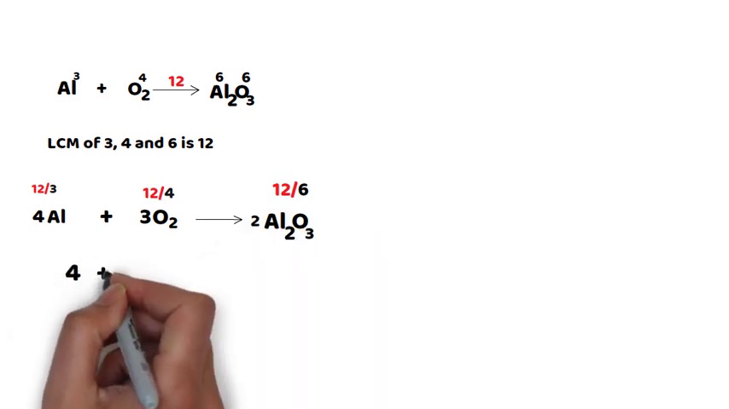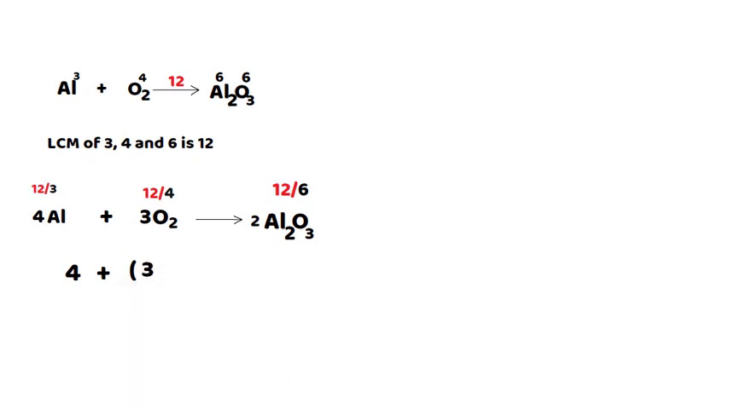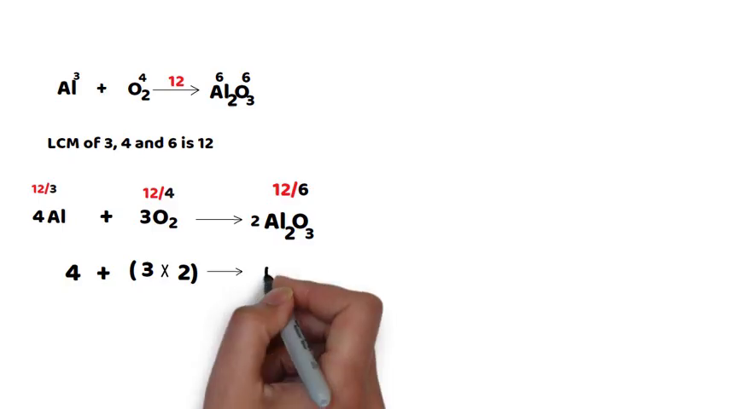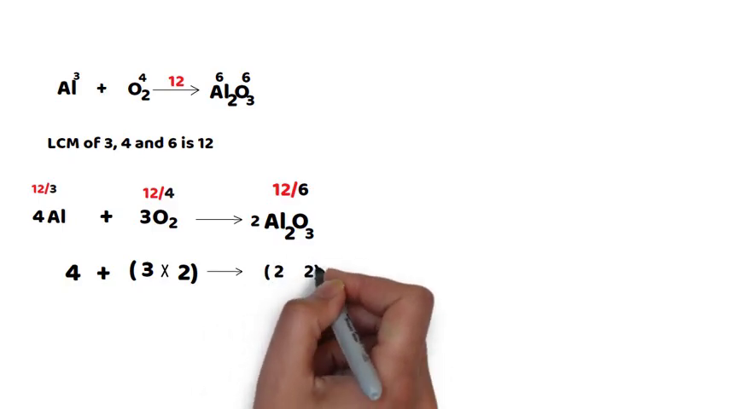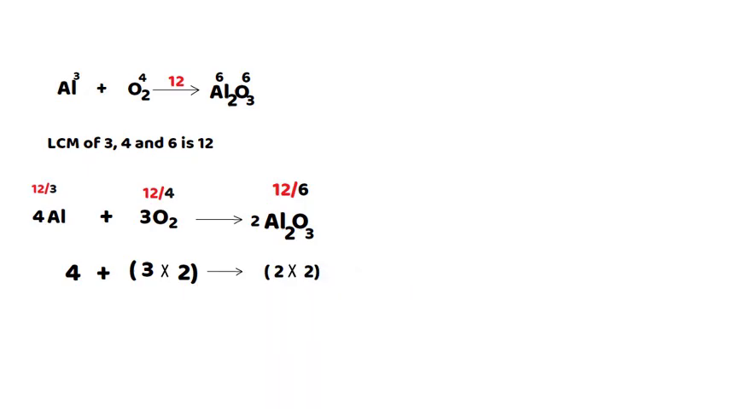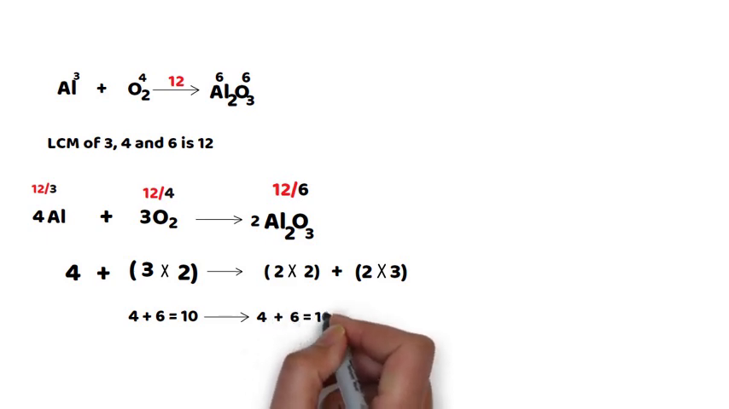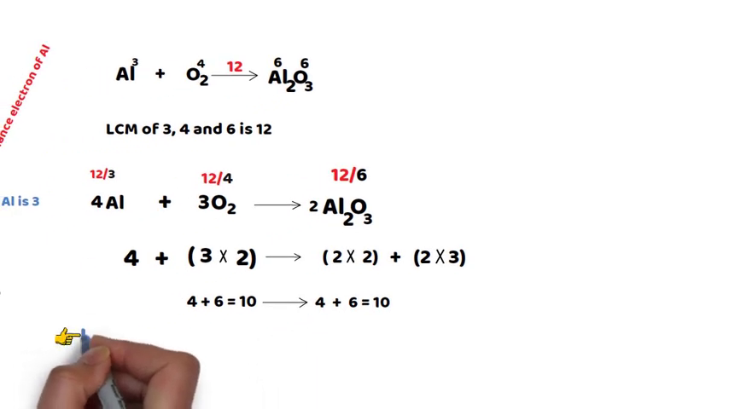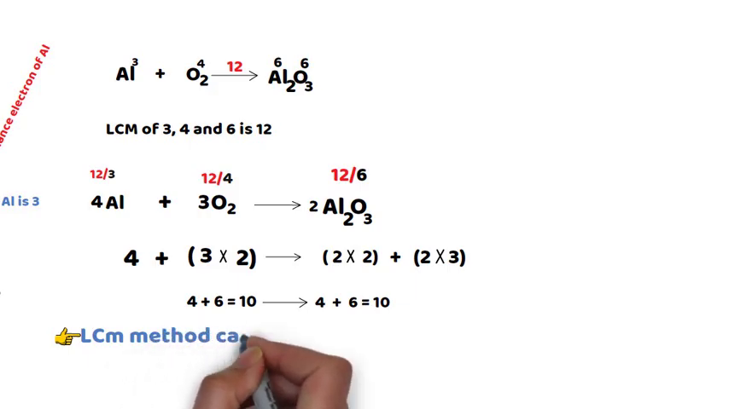Therefore, this chemical equation is balanced. On the reactant side, the number of atoms is equal to 4 for aluminum plus 3 times 2 for oxygen, which equals 2 times 2 for aluminum on the product side plus 2 times 3 for oxygen on the product side. Therefore, the total number of atoms present on the reactant side is 10, and the total number of atoms on the product side is also 10. So this chemical equation is balanced.